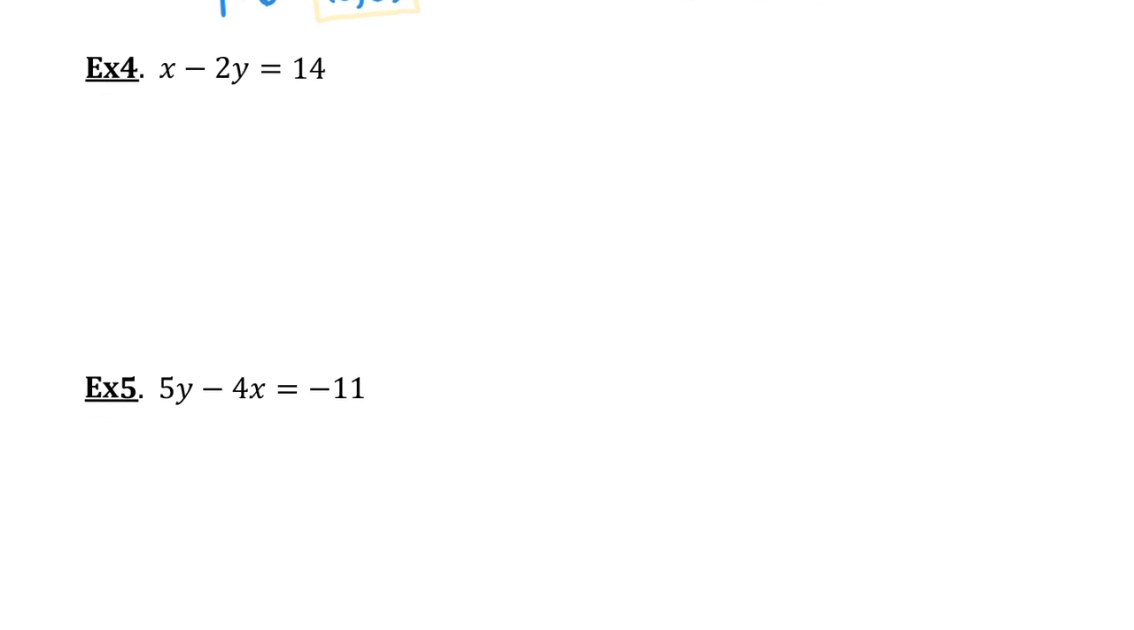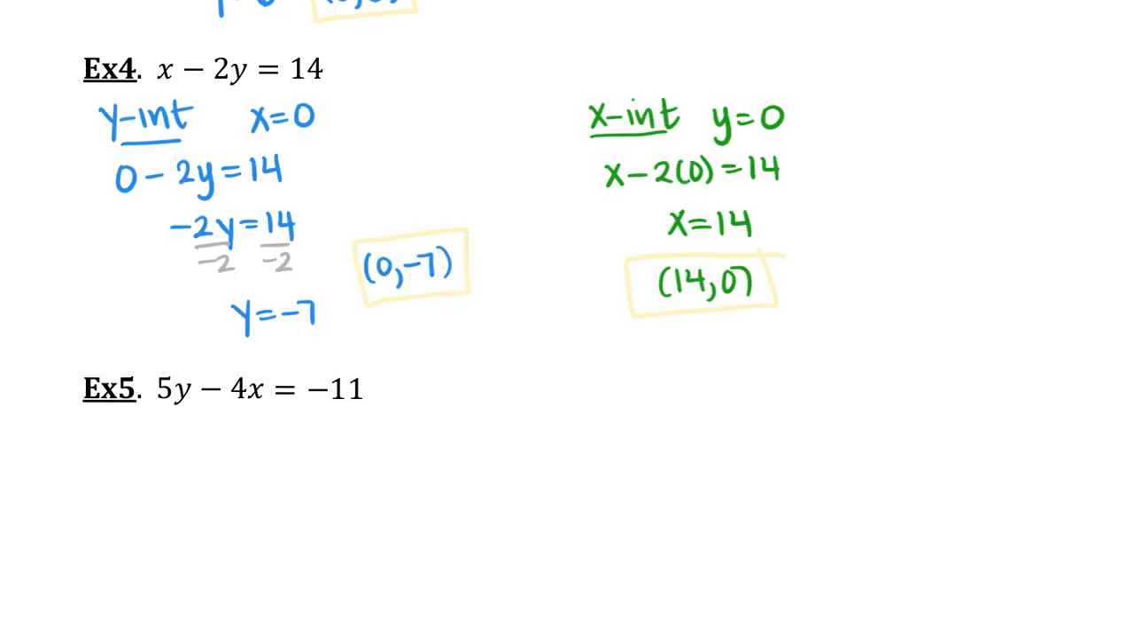Okay, go ahead and try example 4. I think I'm going to stop the video so you can try it and then check your answer when you're done. Okay, for example 4, I got 0, negative 7. Just make sure you brought down your negative 2y when you solved. For the x-intercept, I got 14, 0. And once I plugged in 0, it just turned into x equals 14 and solved itself.